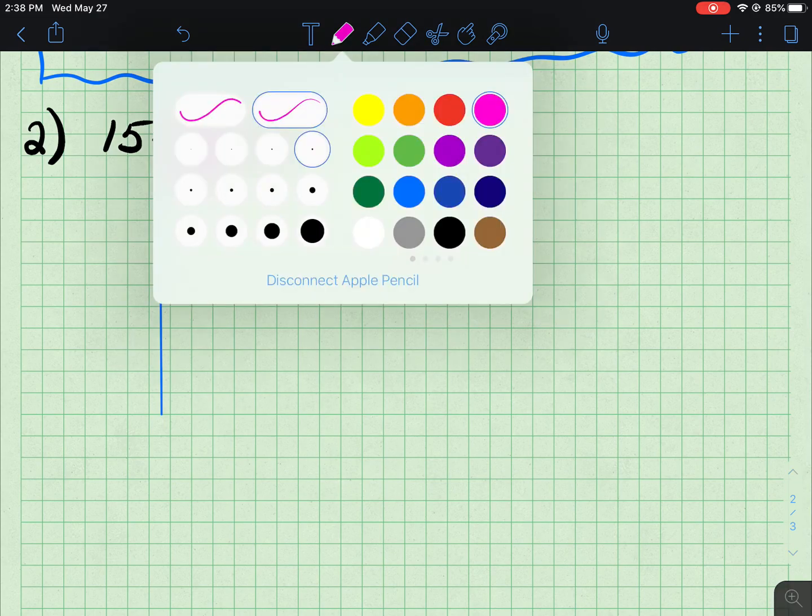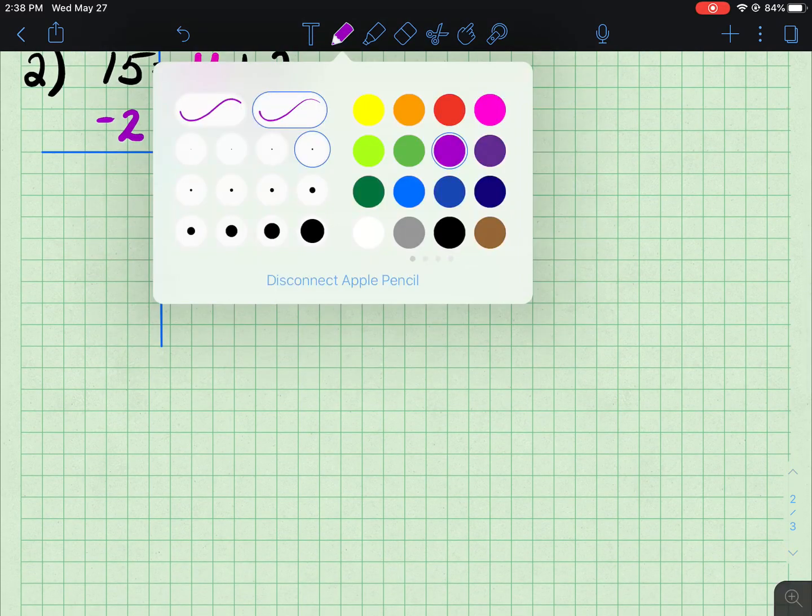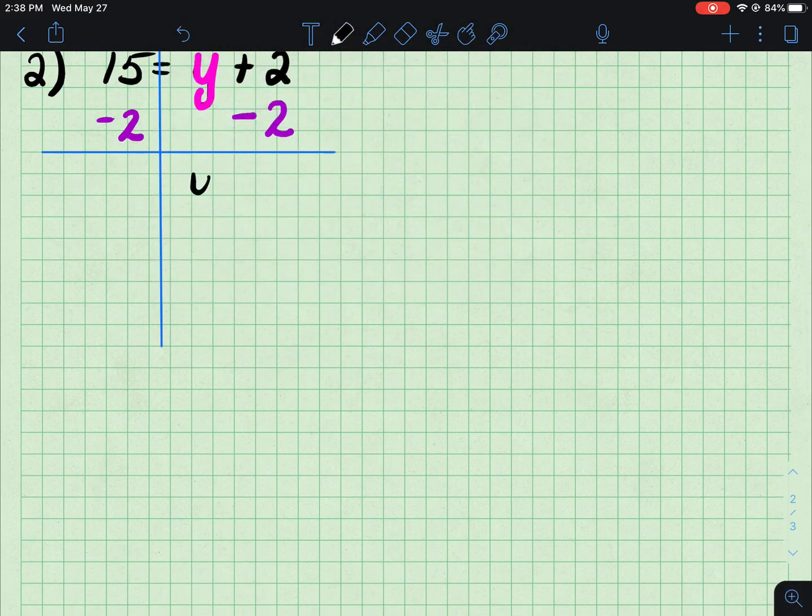So then what is the opposite operation of plus 2? And whatever the opposite operation of plus 2 is, we're going to do that to both sides. That's how we follow the rules of algebra. So we're going to subtract 2 from both sides. And so we get y equals 13.